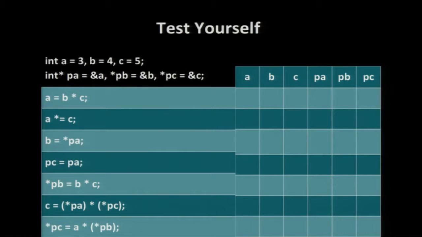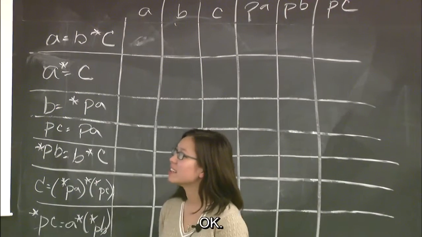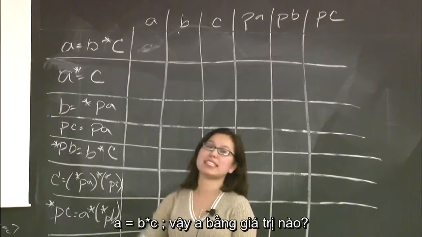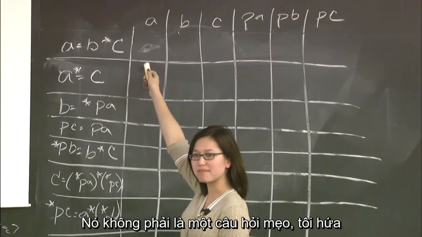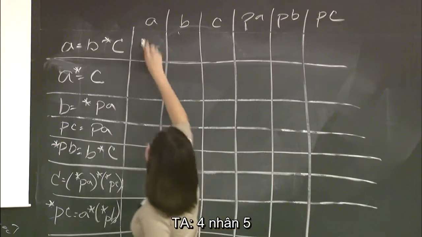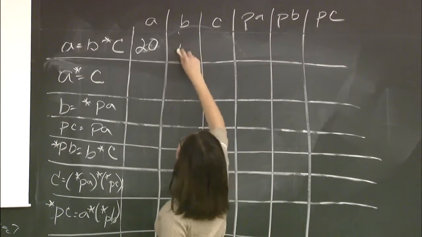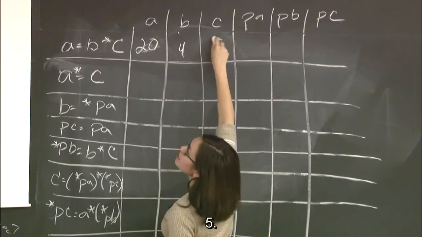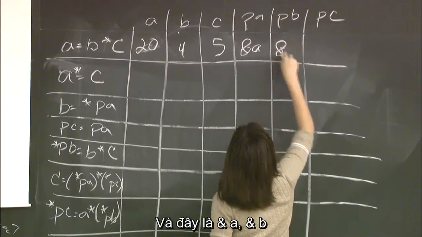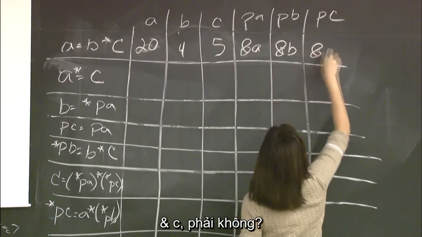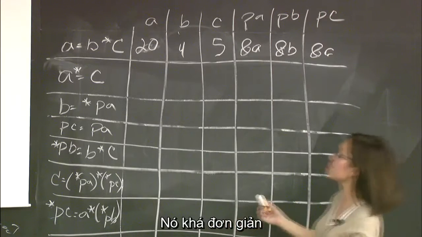Let's start with the first row. We'll start there, then you guys can maybe work through some more. Okay. A equals B times C. So what is A? It's not a trick question, I promise. 4 times 5. 20. So what's B? 4. And C? 5. And then this is just going to be ampersand A, ampersand B, ampersand C, right? Not bad. It's simple enough.